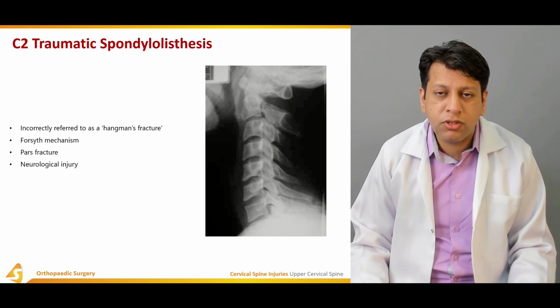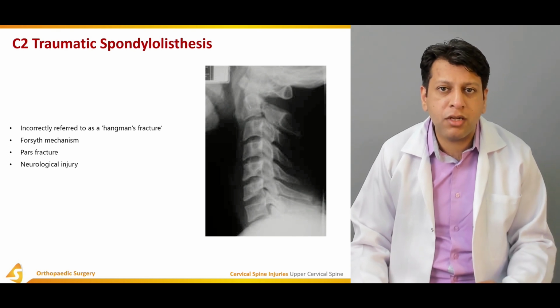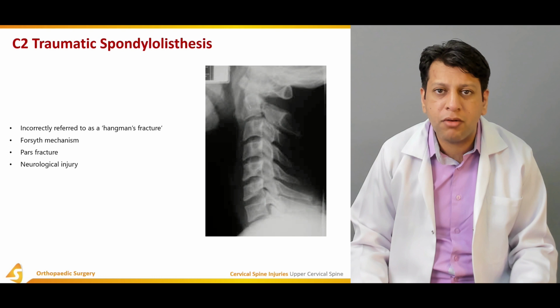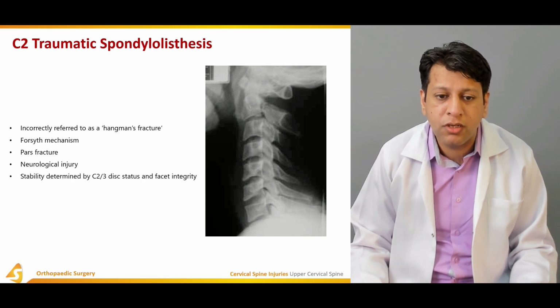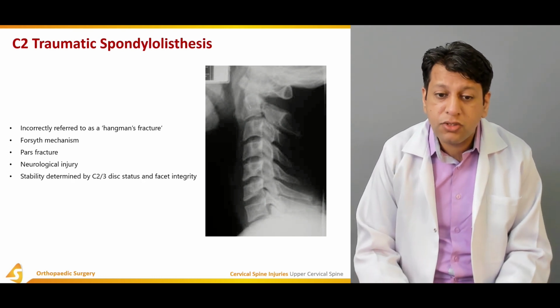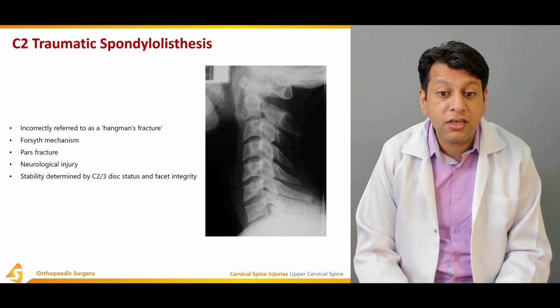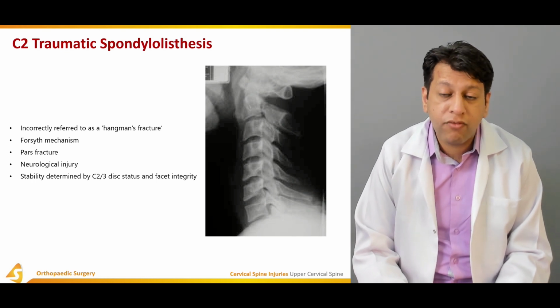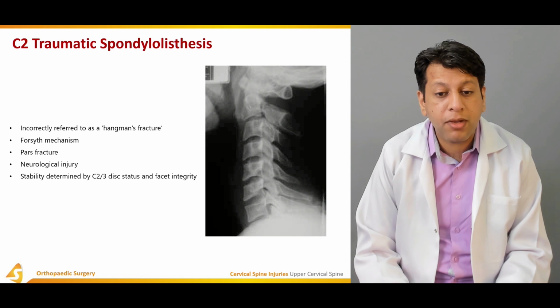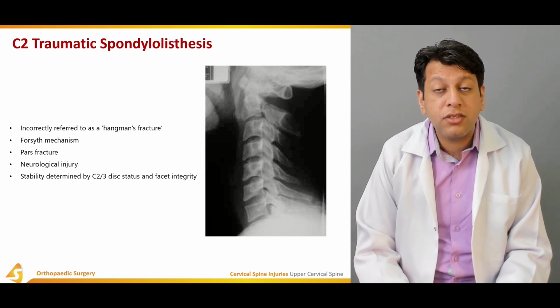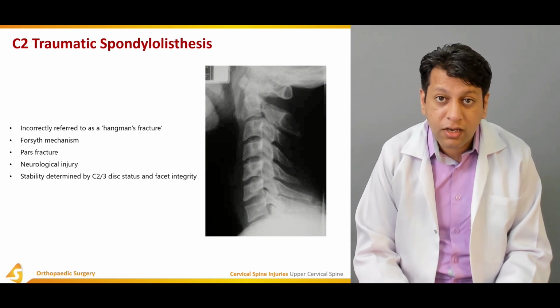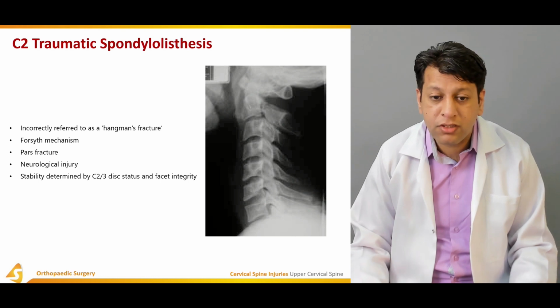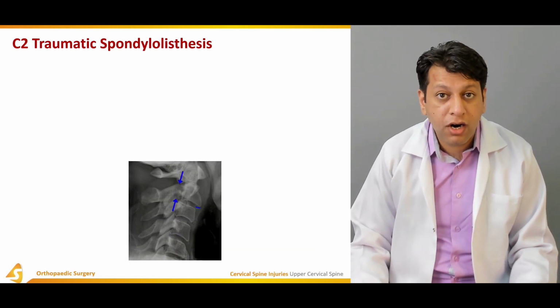It may be associated with neurological injury as well, like paresthesia, pain, numbness, and myelopathic symptoms. Stability is usually determined by the C2-3 disc status and facet integrity, and for that we need CT as well as MRI. If the C2, C3 disc and the facets are intact, then they are probably stable injuries and can be dealt with a hard rigid collar.